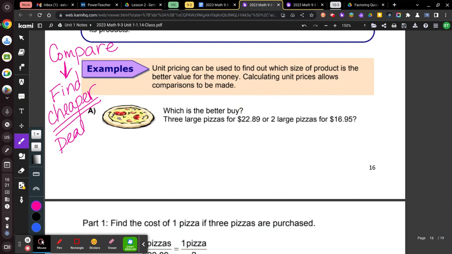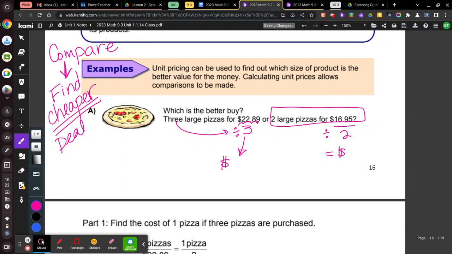Which is better? So I take this one and I divide it by 3. And I get my answer. I take this one and I divide by 2 because that's what it tells me right here. And I see what my answer is. And I see which one is cheaper. So we have 2 different sets of pizza deals. Which is the better pizza deal?